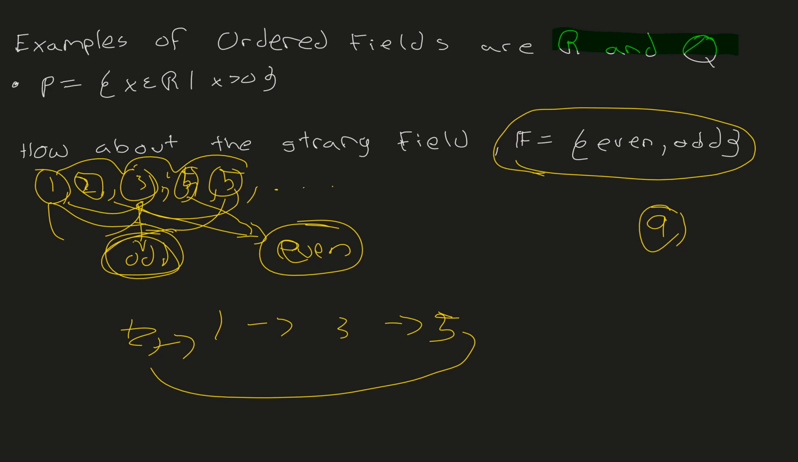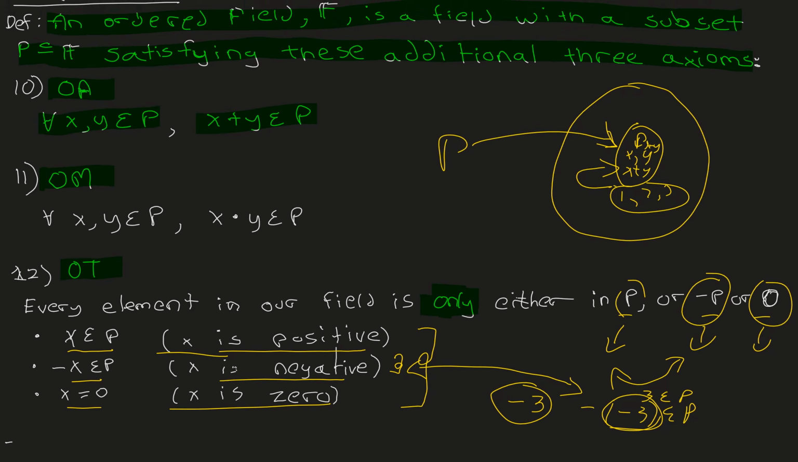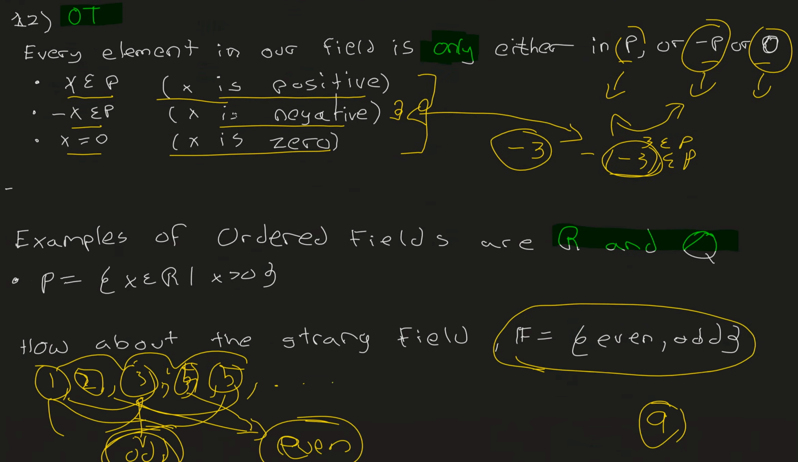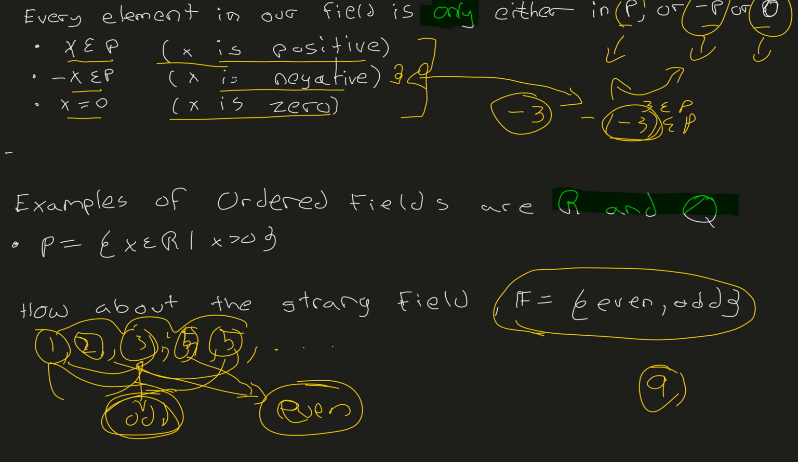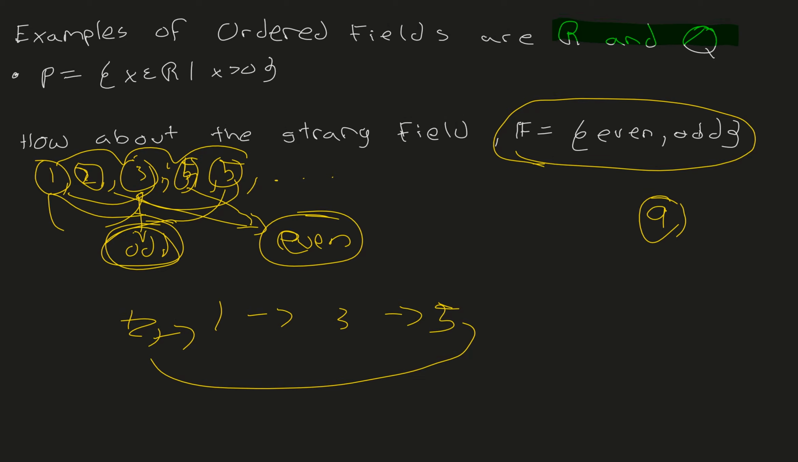So that's why we need these three additional axioms, specifically OA, OM, and OT: order of addition, order of multiplication, and trichotomy, to add order to our number system. We're still in the process of building a number system so that we can do our calculus and analysis on that number system.